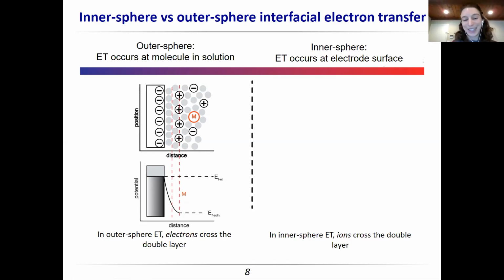You can't directly measure what this exact electrostatic potential difference is because you're measuring the potential difference between your reference electrode and the potential, but you can estimate it based on some factors that we won't get into today.